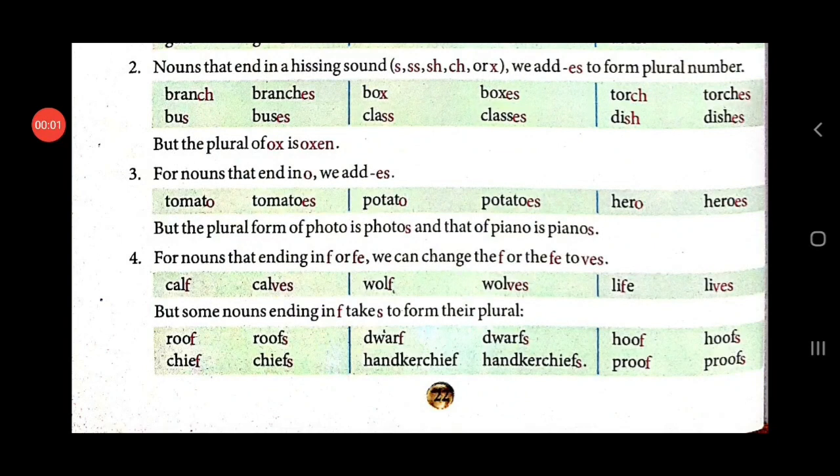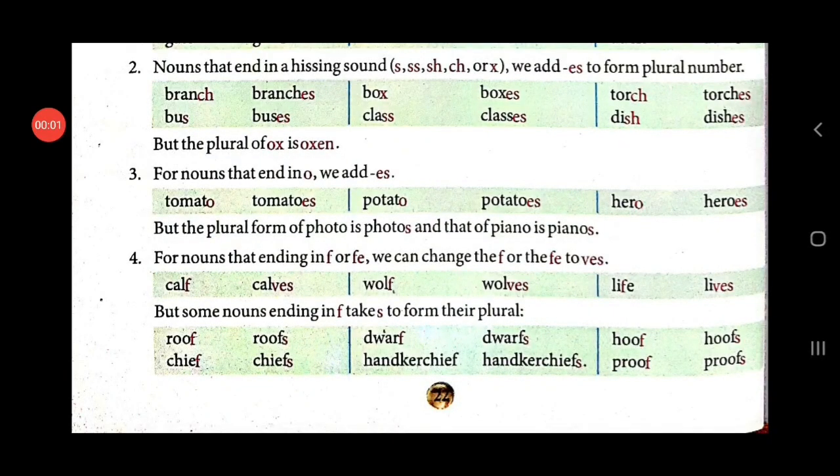Now in the fourth point, nouns which end with F or FE. There we have to replace F or FE with VES. Then only it changes into plural. See, calf, F has been replaced with VES and it becomes calves. Then wolf, F has been replaced with VES and it becomes wolves. Life, FE has been replaced with VES and it becomes lives. Okay.